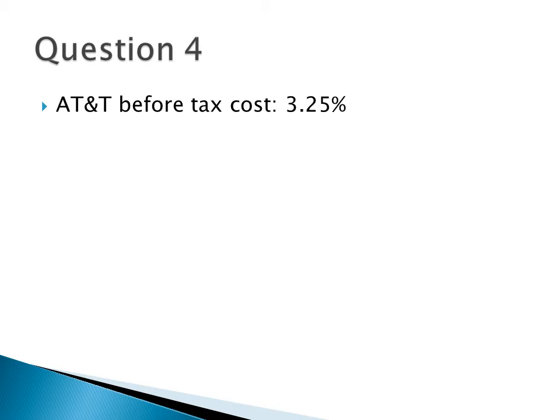Question 4 says, assume that AT&T wants to issue fixed-rate 10-year bonds. If their investment banker tells the firm that they can do so at a spread of 1.5% greater than the equivalent maturity Treasury security, what would AT&T's before-tax cost of this long-term debt be? If AT&T were to issue fixed-rate 10-year bonds with a 1.5% premium over the Treasury, which is 1.75% as of now, they would issue the bonds with a 3.25% before-tax cost.